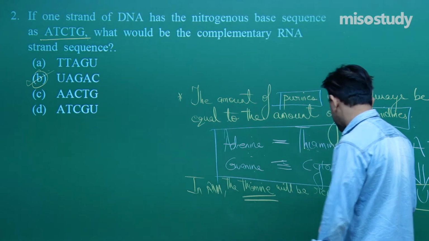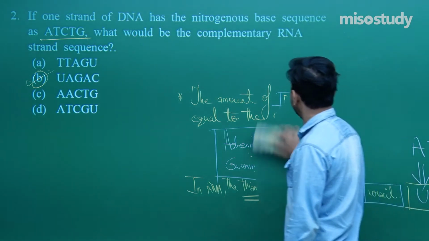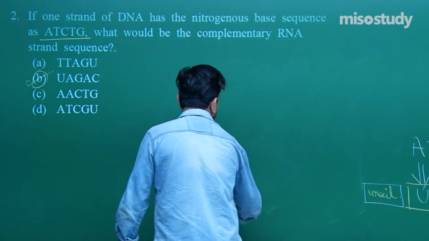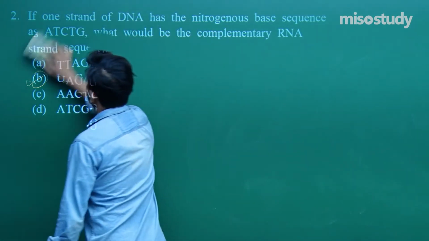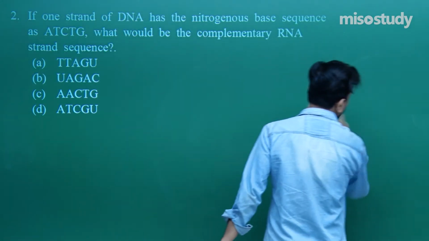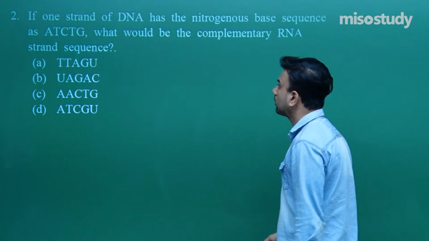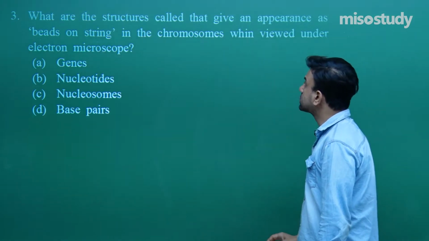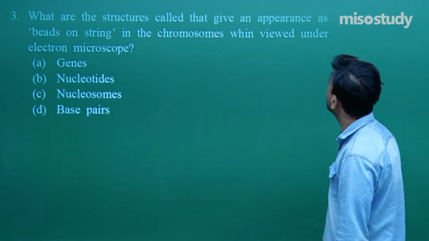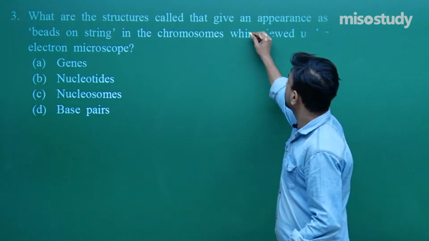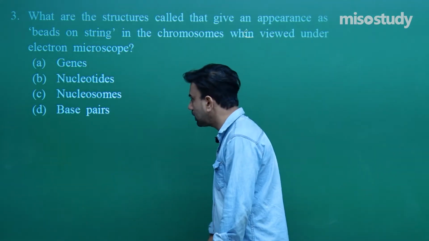We now move on to the next question. What are the structures called that give an appearance of beads on a string in chromosomes when viewed under the electron microscope?